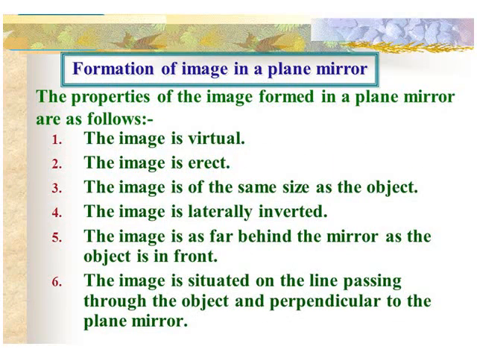This slide also gives the same information as we discussed in the previous one. The properties of the image formed in a plane mirror are as follows. The image is virtual, the image is erect, the image is of the same size as the object, the image is laterally inverted, the image is as far behind the mirror as the object is in front. The image is situated on the line passing through the object and perpendicular to the plane mirror. So these are the very important qualities of the image, and it is a very important question as far as your exams are concerned.